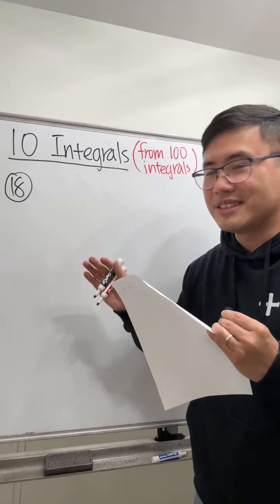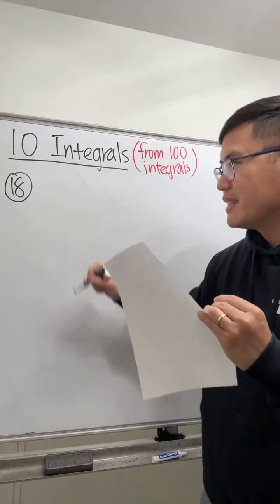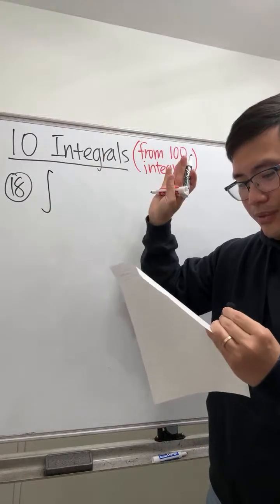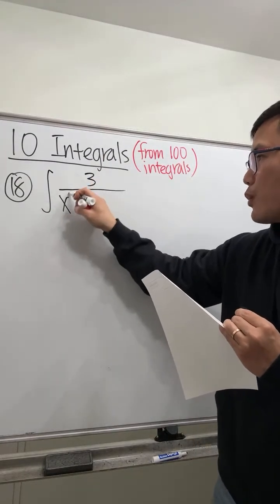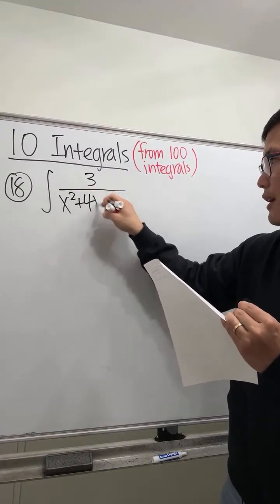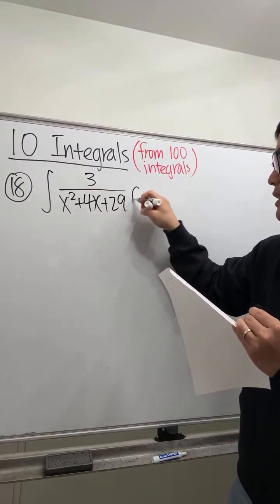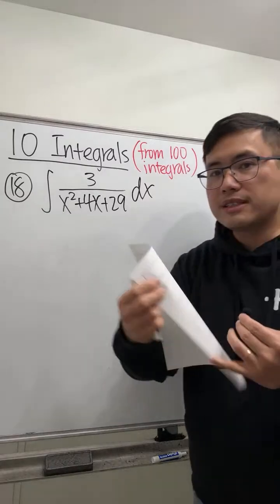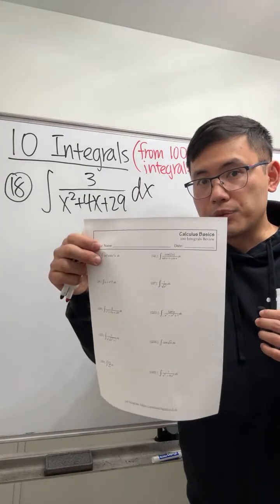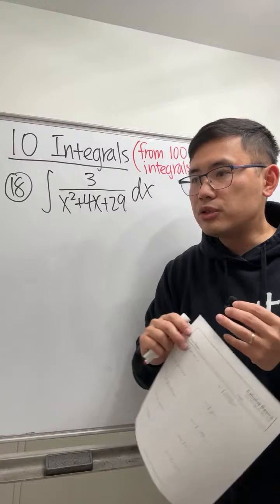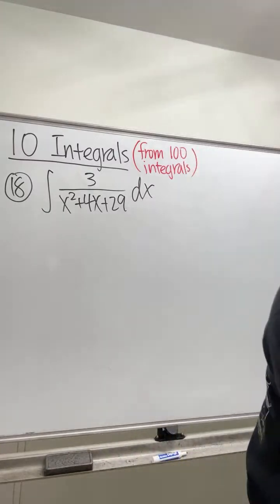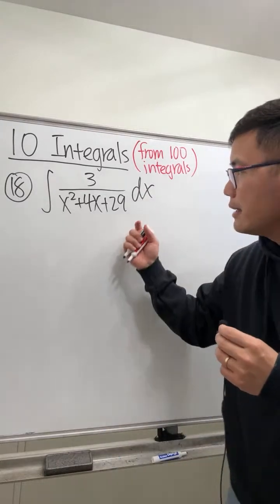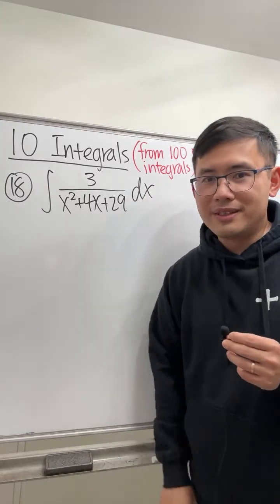That's why the numbering is like, why are we at number 18 already? But anyway, we have the integral of 3 over x squared plus 4x plus 29 dx. By the way, you guys can download this file in the description. It will take you to my Patreon page, but it's just a place for me to put up my files there. All right, so let's take a look at this one.